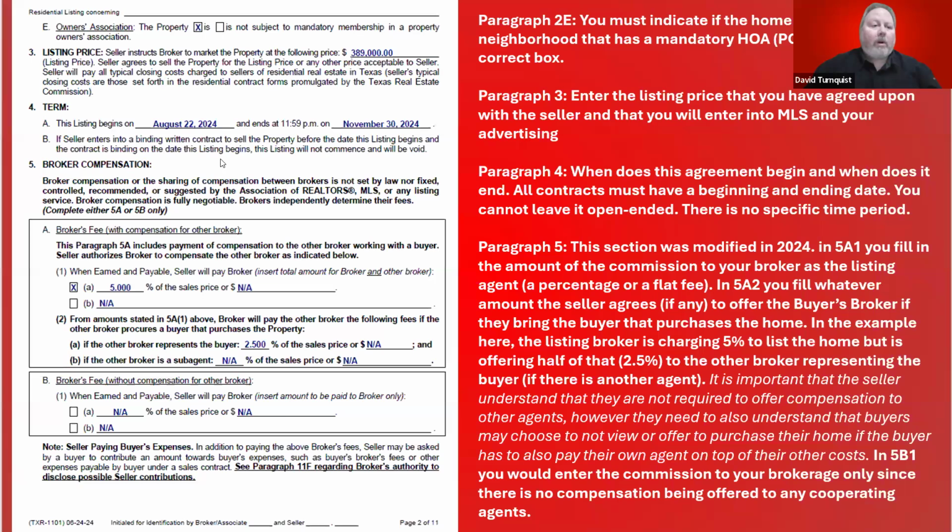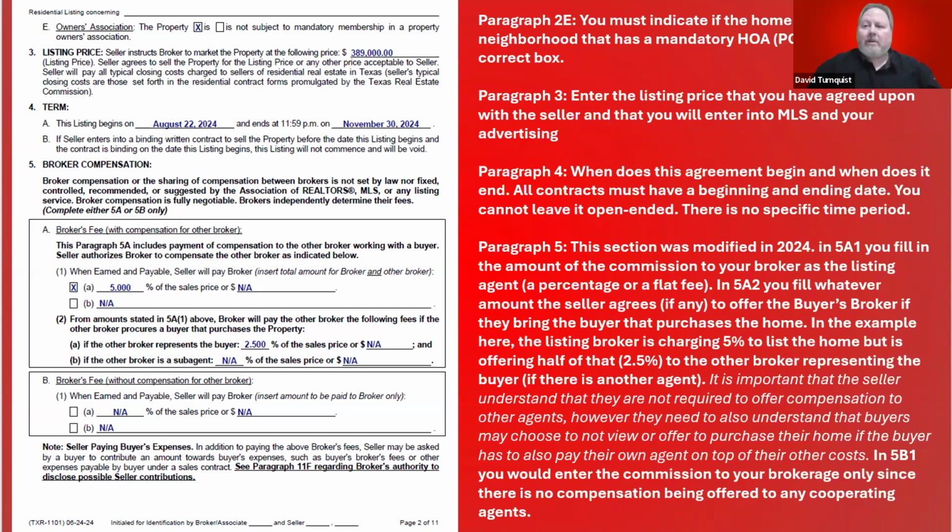Okay, paragraph 4, the term. Every contract has to have a beginning and an ending date. In this case, it begins on August 22nd, and then it ends on November 30th. There is no mandatory time period here of how long you have to list a property. You can list it for 5 days or 5 months. Most agents list properties for 6 months.